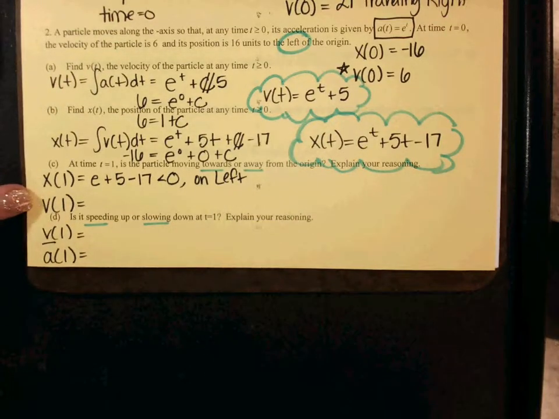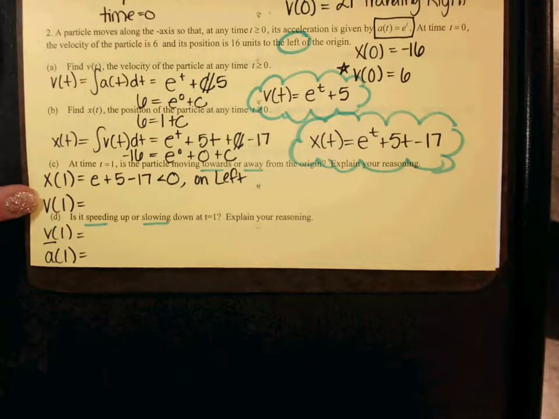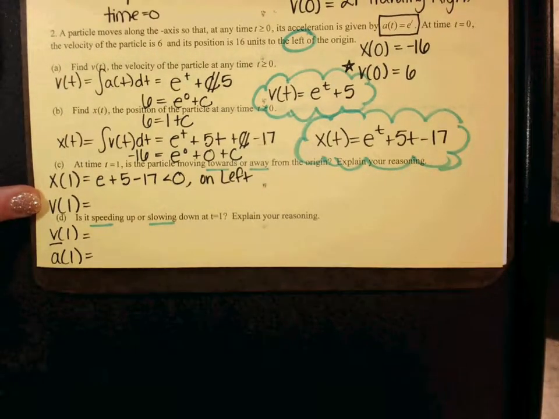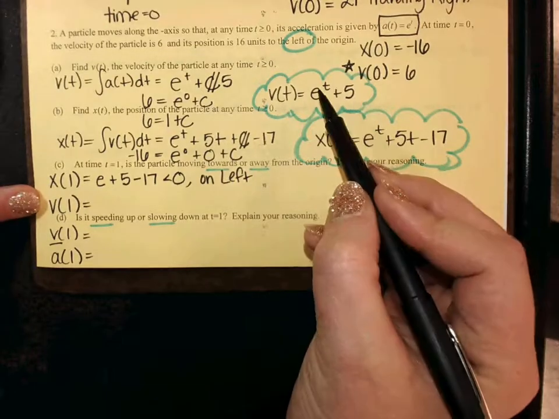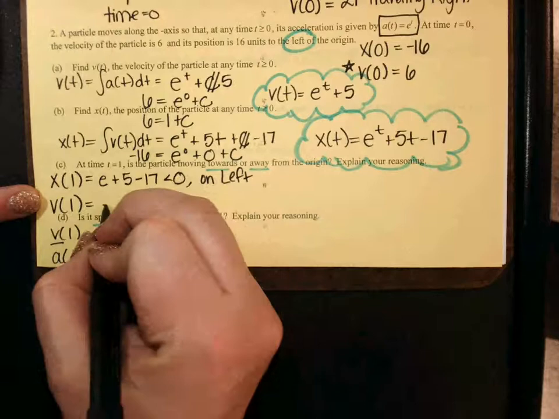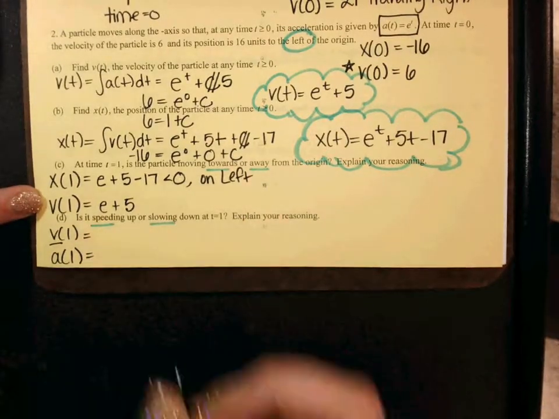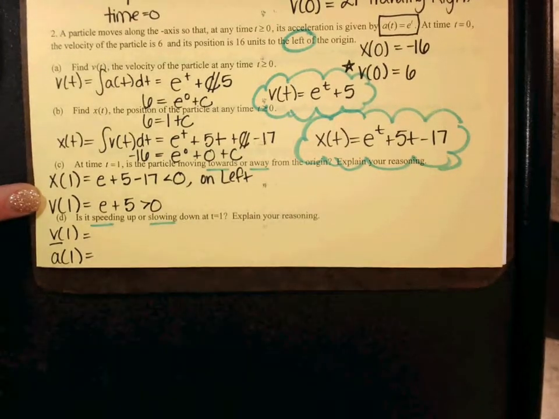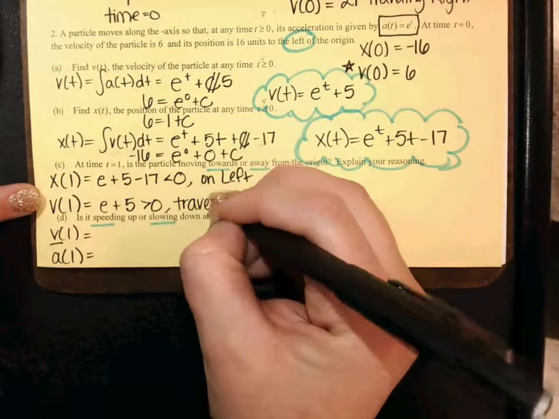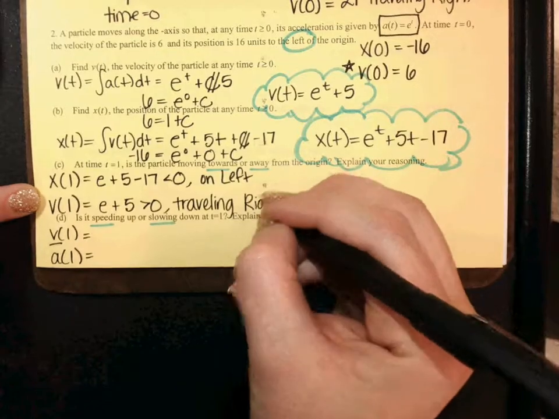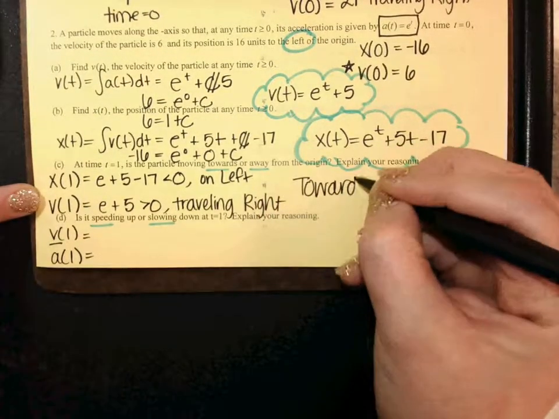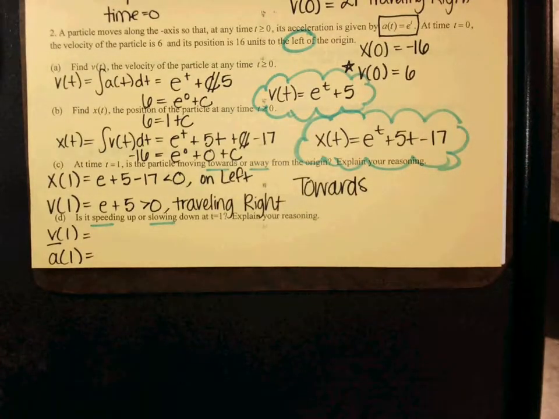Which way are we traveling? We'll find out next. What is V of 1? You'd plug in your 1 here, you'd have e plus 5, right? Well, how does that come out? Positive. Which means which way are we traveling? We're traveling to the right, which means which way are we going? Towards, good.